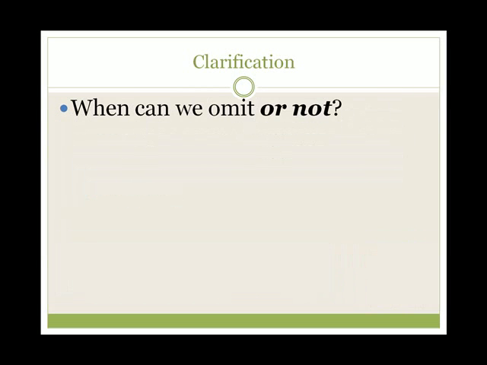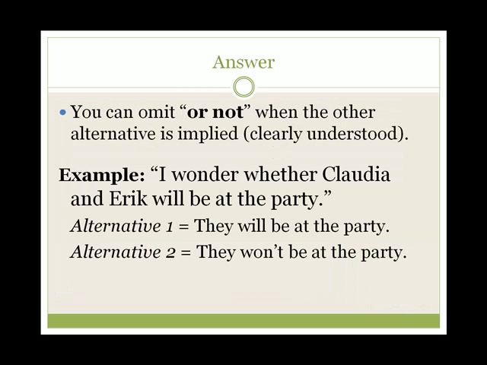Now, some of you may still be confused about when we can omit or leave out "or not." So let me explain a little more. You can omit "or not" when the other alternative is implied or clearly understood. For example, I wonder whether Claudia and Erik will be at the party. The first alternative, they will be at the party. The second alternative, they won't be at the party. The second alternative isn't stated, but it's clearly implied, so we can leave out "or not."